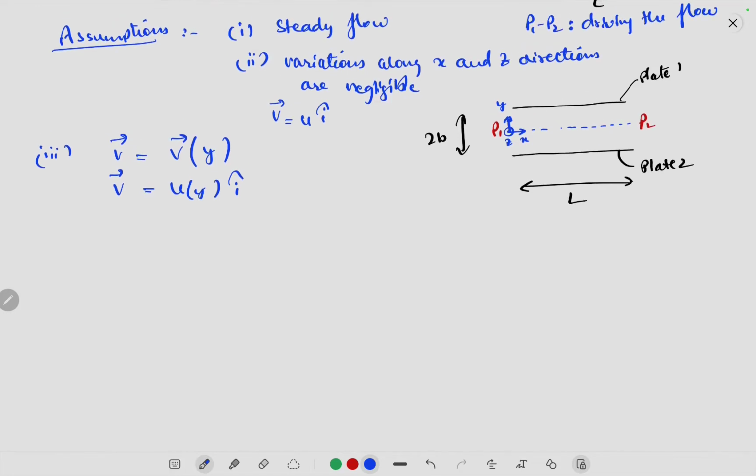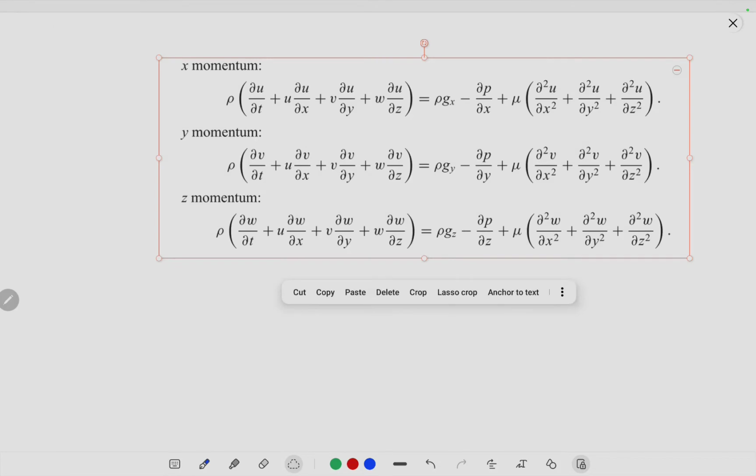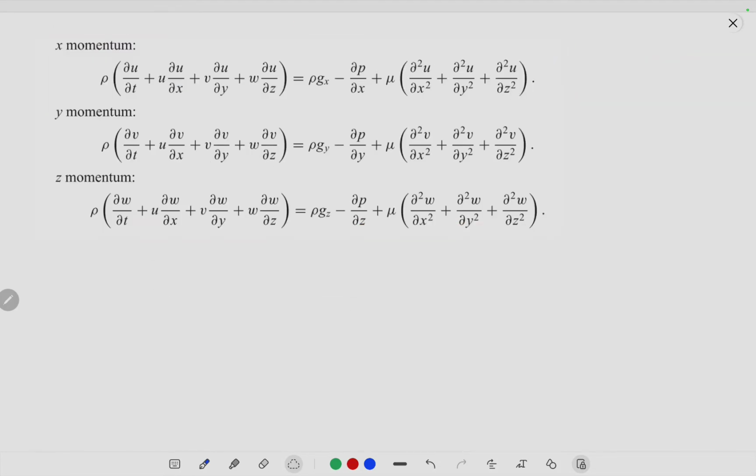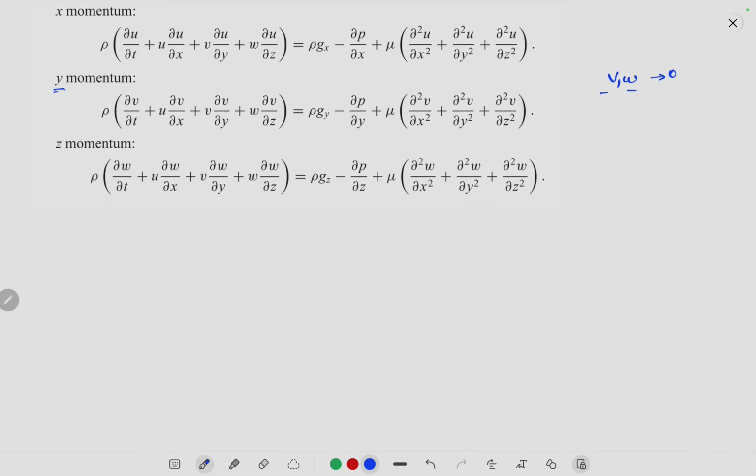Now let's consider the equations for x, y and z momentum. This is the equation that we derived for x, y and z momentum. Since v and w are 0, let's first start with the equations that contain v and w terms. Since v and w are in the y and z momentum, let's start first with the y momentum.